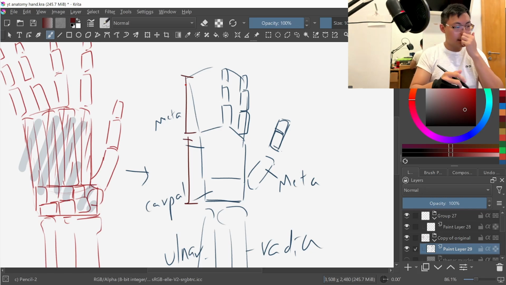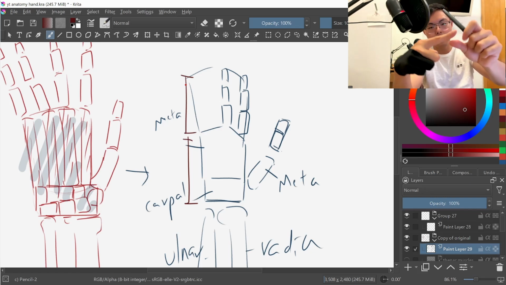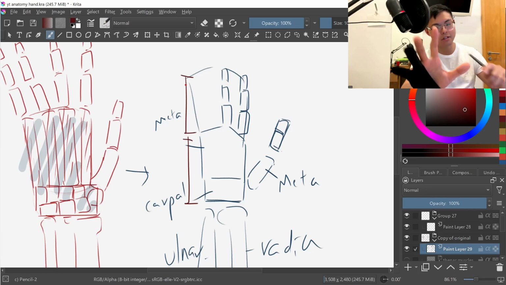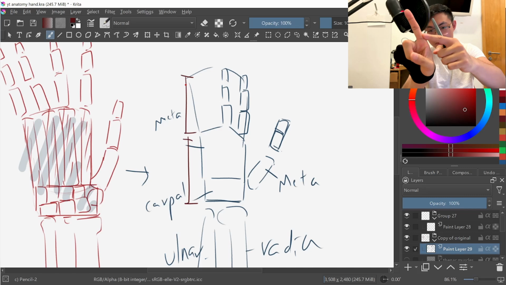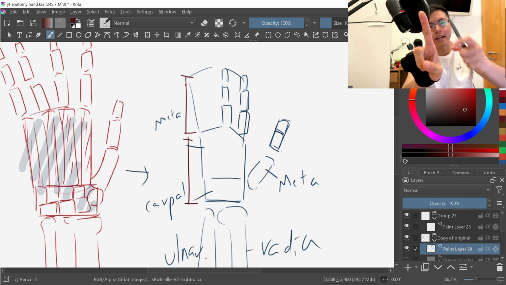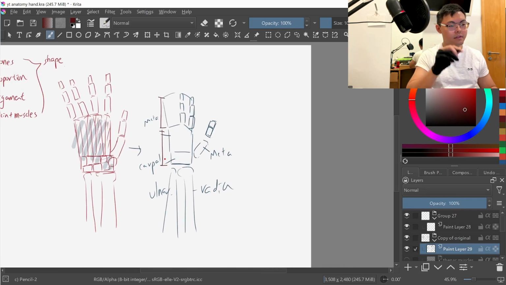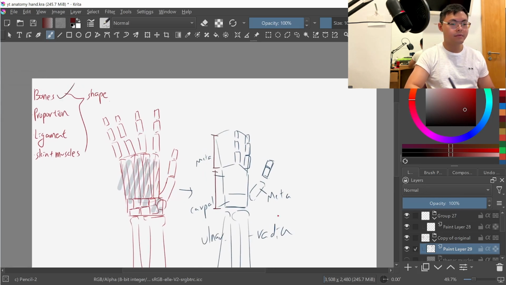In terms of the length of each digit, I don't really remember that much, but this is the longest one, this is the second longest, and this is the tiniest one. That's all I remember. Maybe I'll look deeper into it in the future. But for now, these are all the things I remember. That's the bone, and that's the proportion.